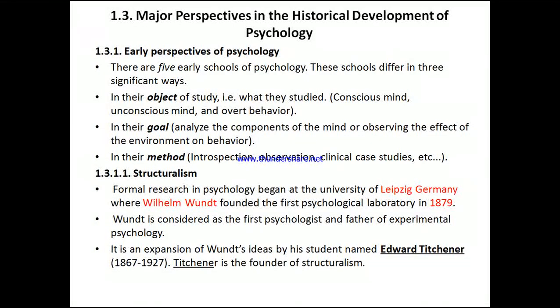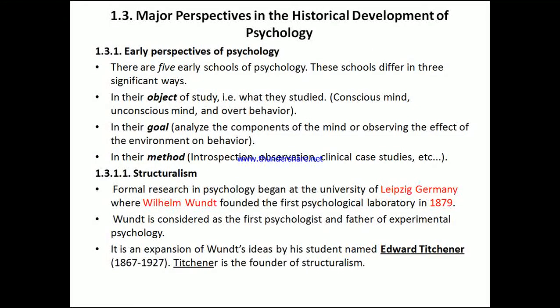We can classify the perspectives or schools of thought on the basis of their time. One of the groups can be considered early perspectives, and the others are modern perspectives. When we come to the early perspectives, there are five early schools of psychology. These schools differ in significant ways.